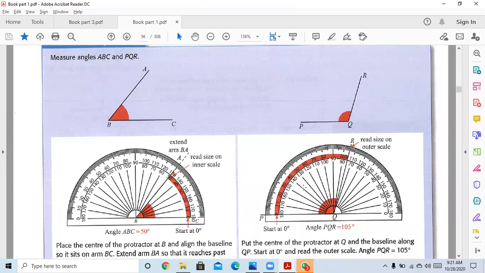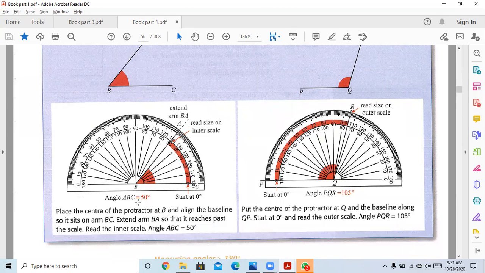Suppose you need to find an angle. I give you an angle like this one and say, find the angle using a protractor. First of all, you put your protractor here, and your line must be matched from this point to this line. Once it's matched, you check where this line stops. Look here: 0, 10, 20, 30, 40, and 50. So it stops at 50. You can mention here that the angle ABC is equal to 50, and it always starts at 0.